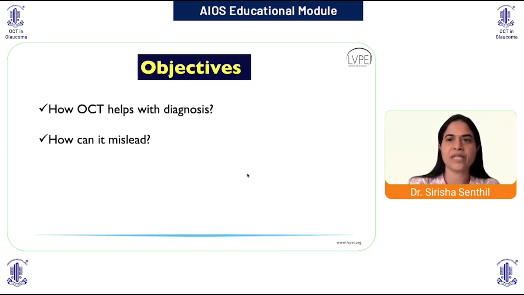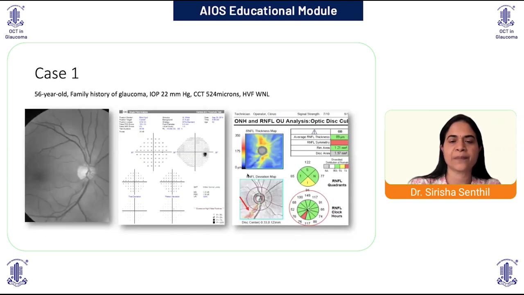So we know that OCT is very useful in the early diagnosis of glaucoma and also in certain difficult situations where the visual fields and the clinical evaluation do not match. It can also mislead us in certain situations. So let us go through the cases.